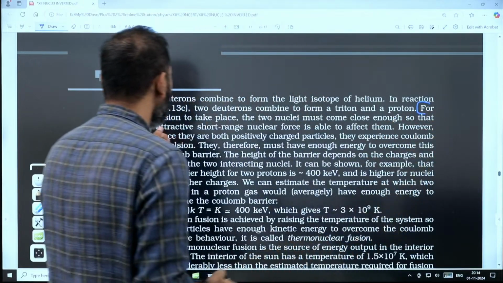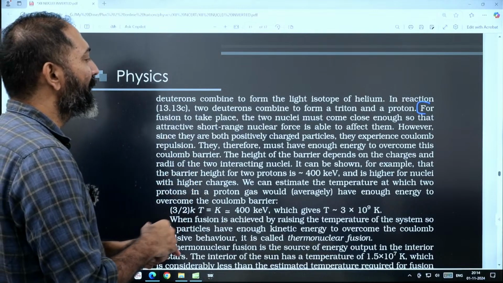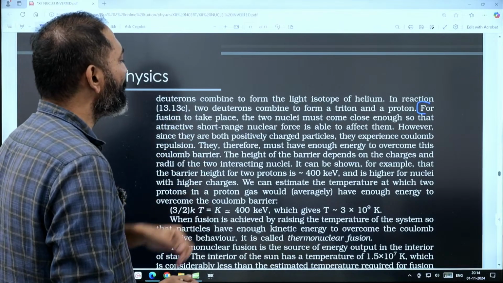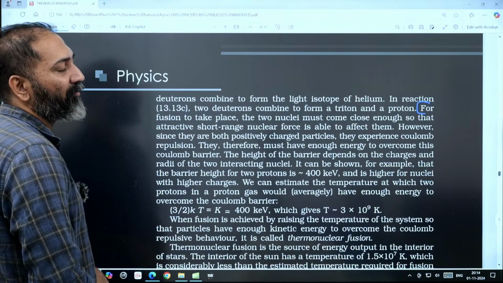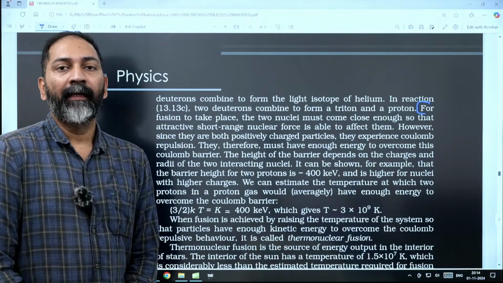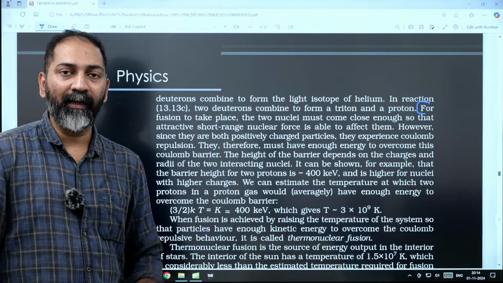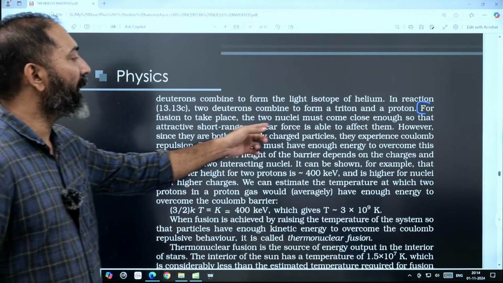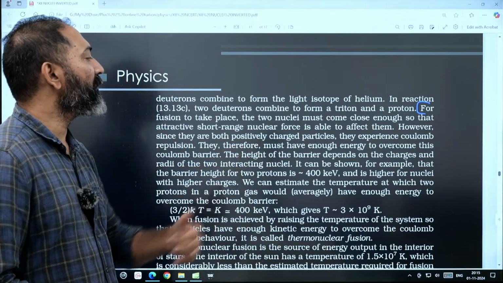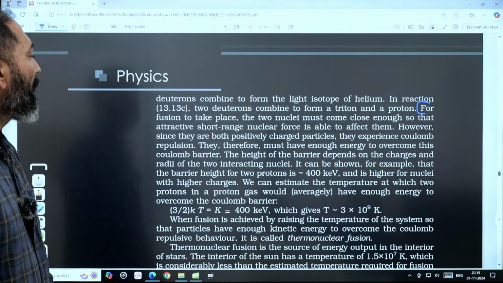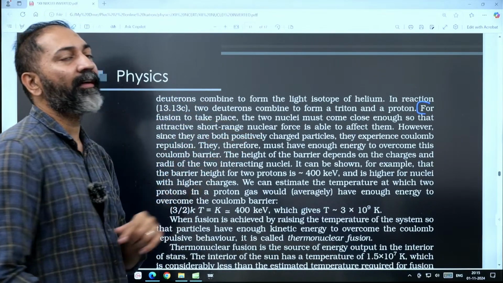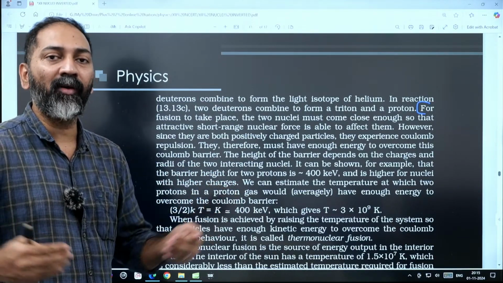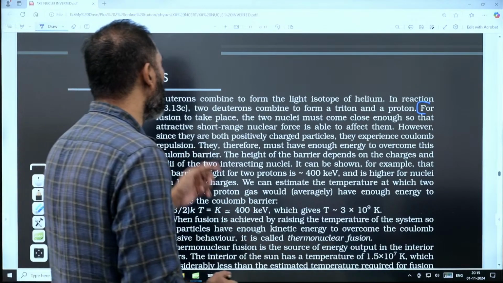From here onwards, please note down. For fusion to take place, the two nuclei must come close enough so that the attractive short-range nuclear force is able to affect them. However, since both nuclei contain protons, they are positively charged. Neutrons are neutral. As they come closer, they experience Coulombic repulsion.